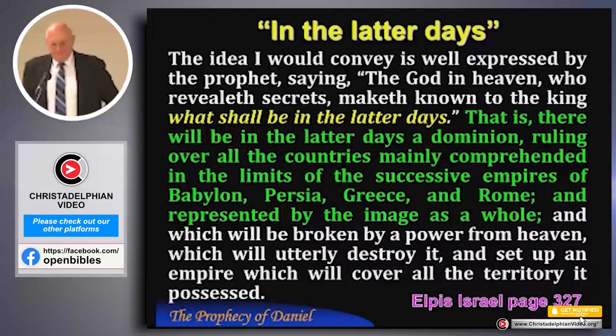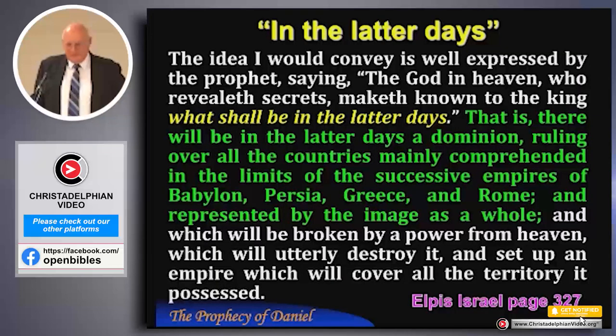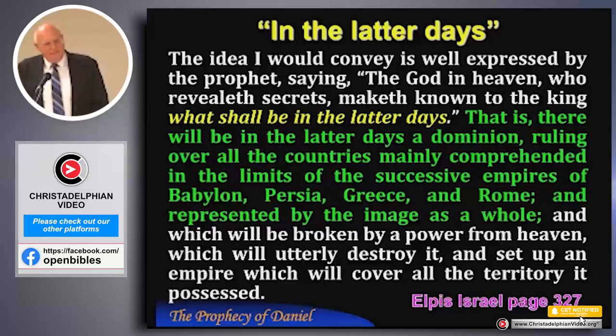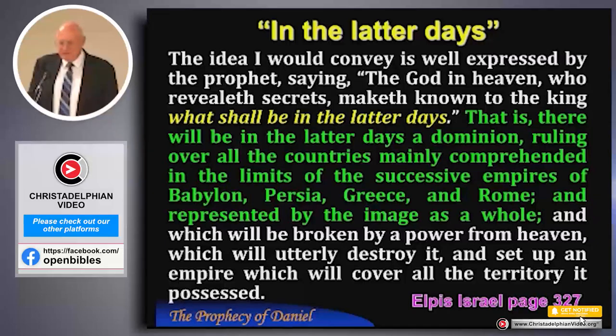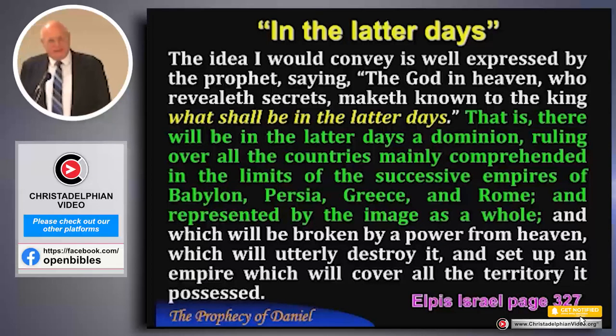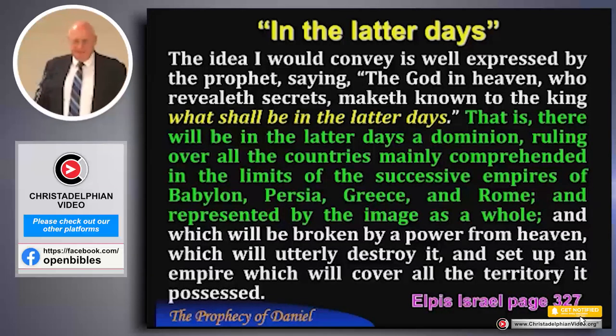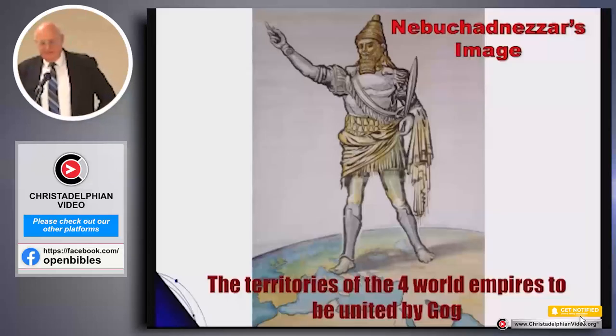That's the great contest. This is what Brother Thomas has to say in the Nilpus Israel, page 327: "The idea I would convey is well expressed by the prophet, saying, the God in heaven who revealeth secrets maketh known to the king what shall be in the latter days. That is, there will be in the latter days a dominion ruling over all the countries mainly comprehended in the limits of the successive empires of Babylon, Persia, Greece and Rome, and represented by the image as a whole, and which will be broken by a power from heaven, which will utterly destroy it and set up an empire which will cover all the territory it possessed." Okay, that's a brilliant exposition of what we've just been reading here in Daniel chapter 2.